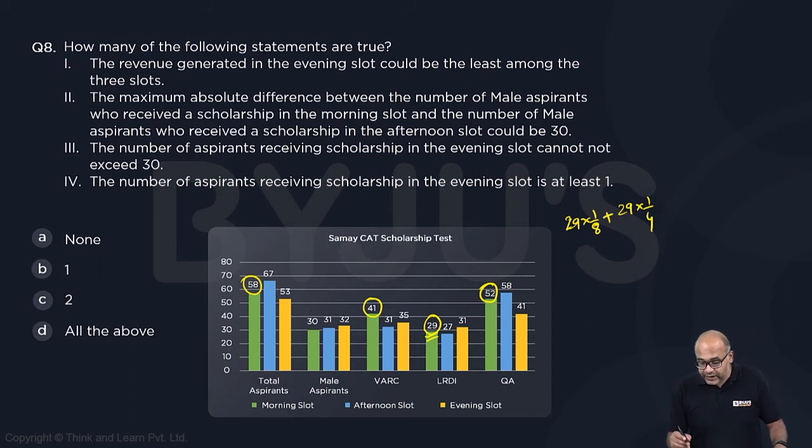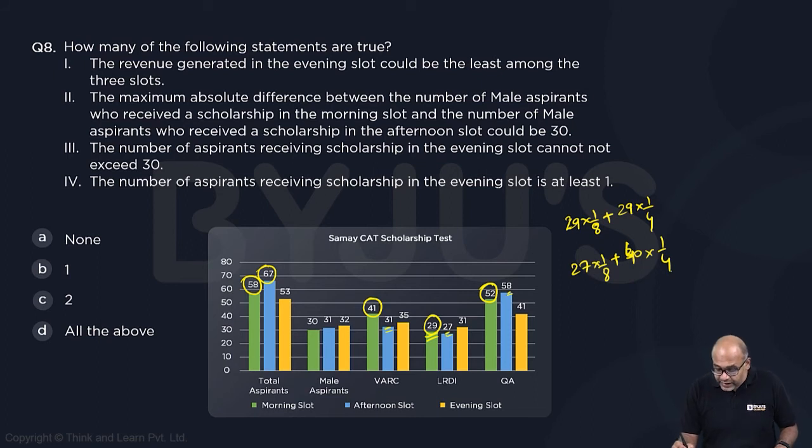Similarly, if you're looking at the second slot, you have 31, 27 and 58. So 27 into 1/8, you can say that 27 of them are getting the scholarship, and the others are not. If you do the same calculation, you'll get 27 into 1/8, and totally there are 67, which means the remaining 40 will not get the scholarship. So that is into 1/4. This is the minimum possible.